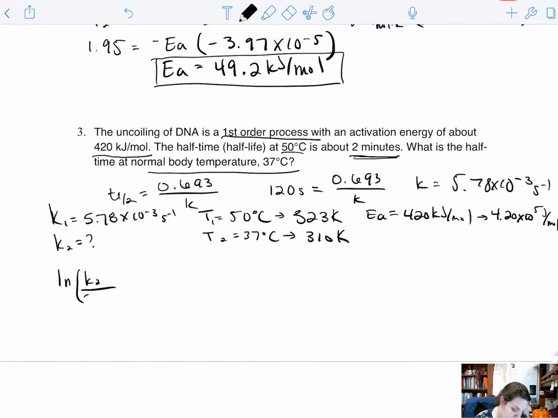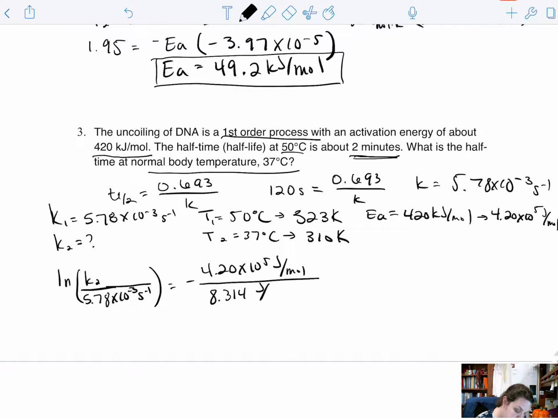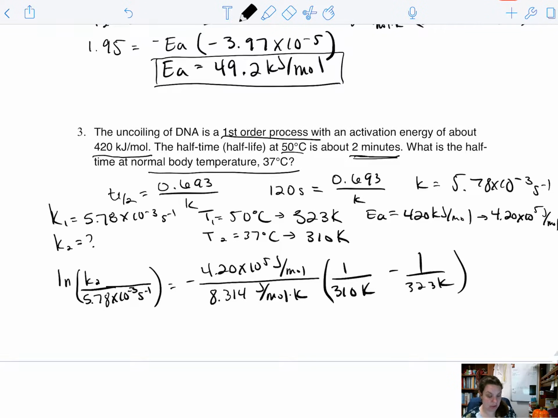ln K2 divided by 5.78 times 10 to the negative 3 s minus 1 is equal to negative 4.20 times 10 to the 5 joules per mole divided by 8.314 joules per mole Kelvin times 1 divided by T2, 310 Kelvin, minus 1 divided by 323 Kelvin. Okay, so I'm going to solve for everything on the right side.